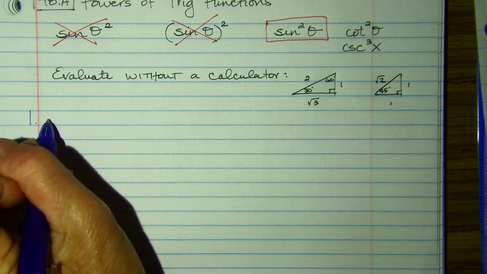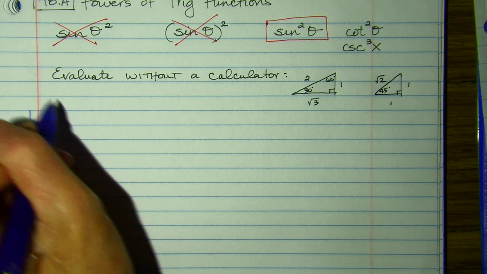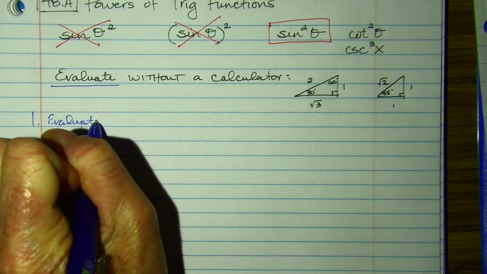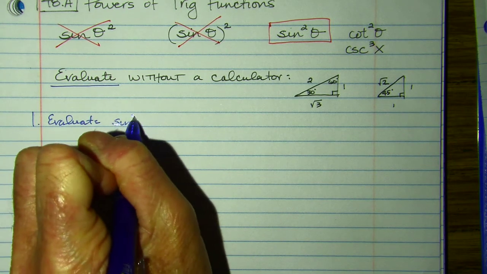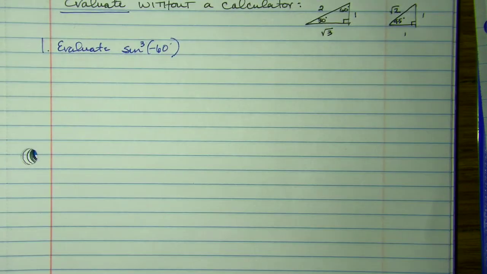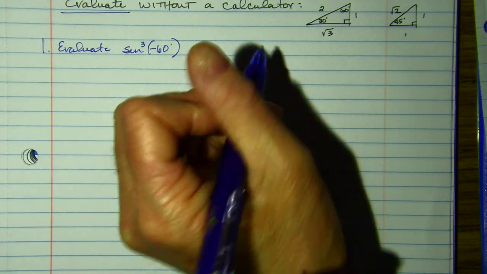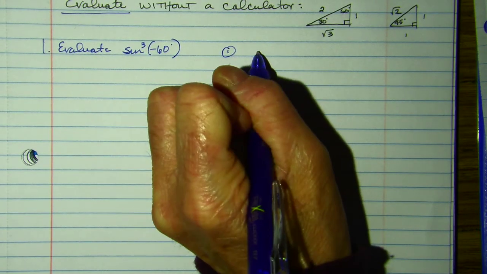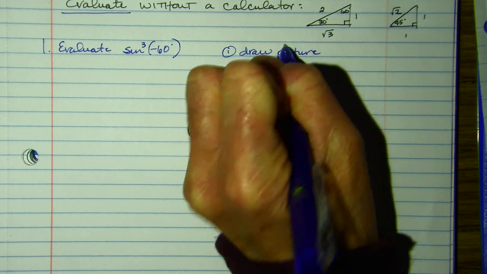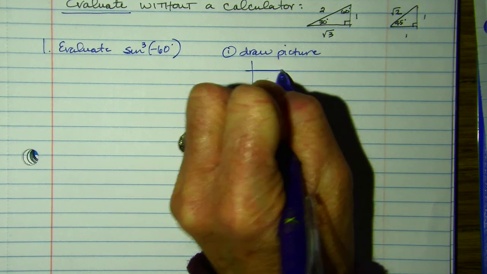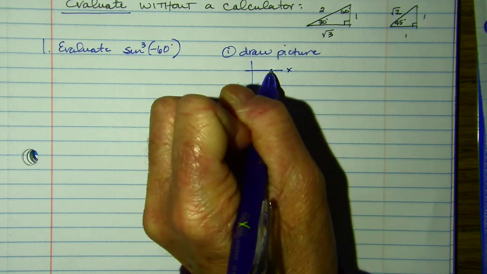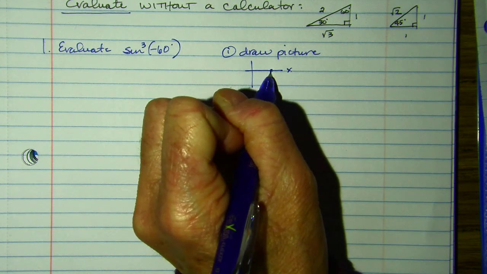Number one, evaluate. That's what we're going to use for all of them. Evaluate the sine cubed of negative 60 degrees. So we're going to start small. The first thing we're going to do is draw a picture. Negative 60 degrees. Remember, we always start on the x-axis. Negative 60 would mean that I am moving clockwise.